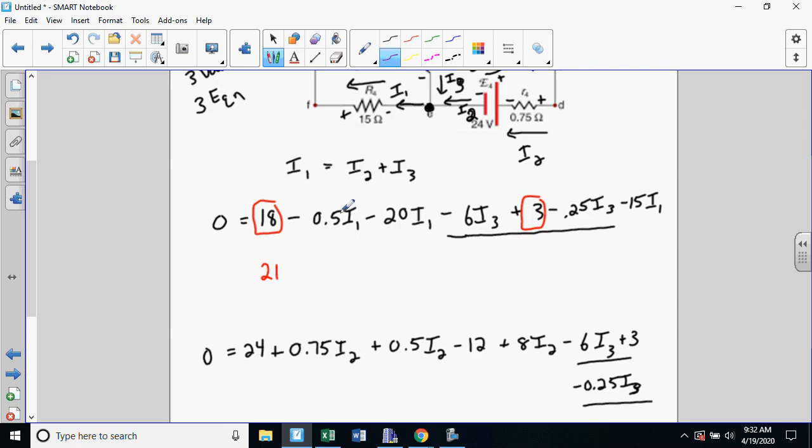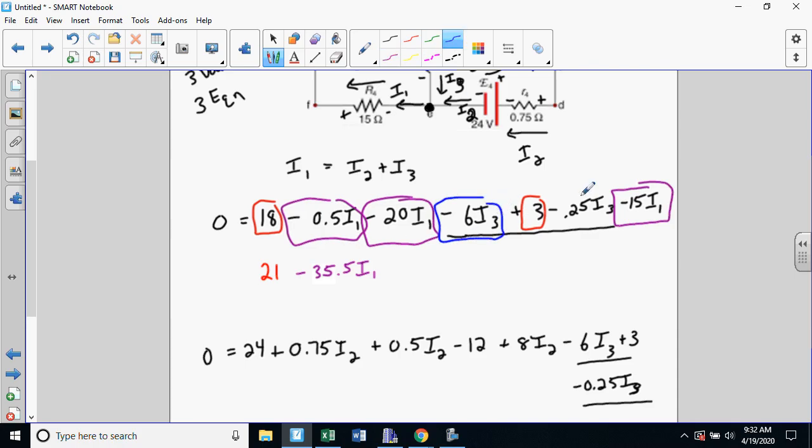And then I've got some I1 terms. So there's a minus 0.5, a minus 20, and a minus 15. Don't forget about this guy all the way here at the end. So 20, 15 is 35, and a half is 35 and a half. So this is minus 35.5 I1. And then the last term is the I3. So minus 6 I3 minus 0.25 I3 is minus 6.25 I3. And again, that's all equal to 0.